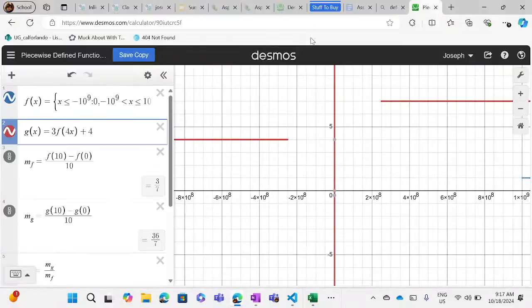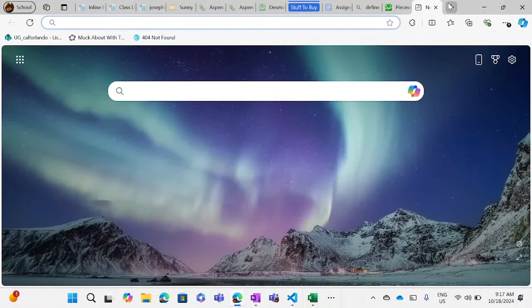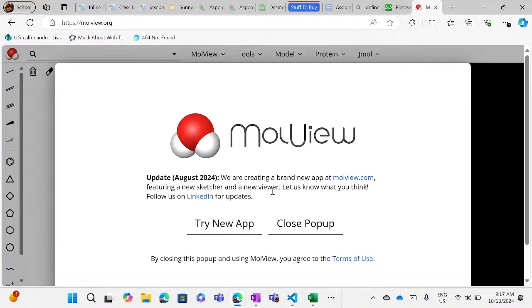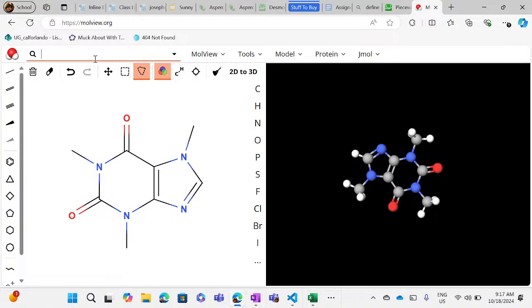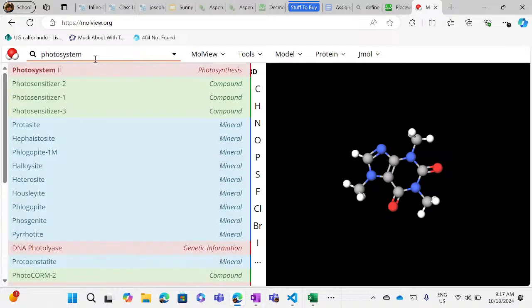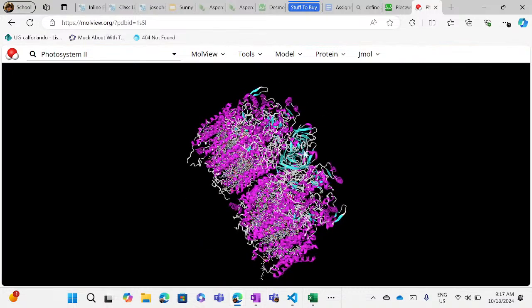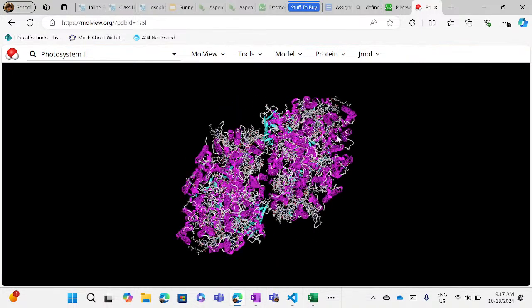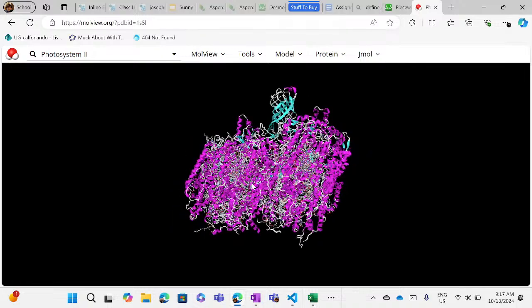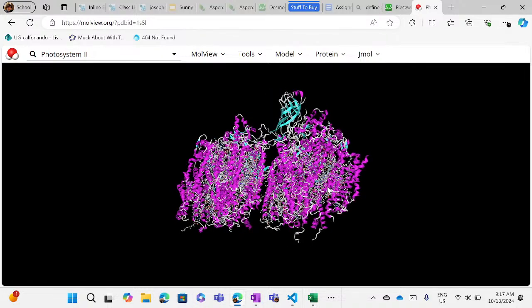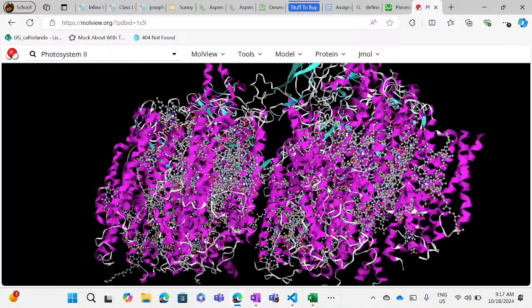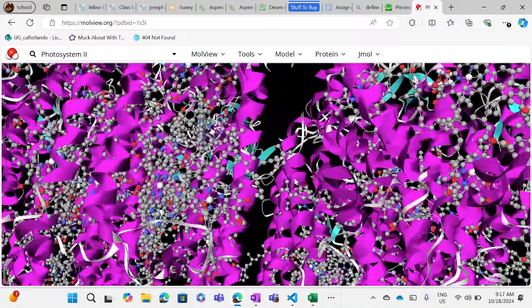I don't want to show you my grades. Okay, molview.org. MolView might not actually be the best way to look at the photosystems, but that's okay, let's try it. Oh, there we go. Okay, we'll look at photosystem 2. She's a big old protein. I've got my computer in battery saver mode, and she's feeling it.